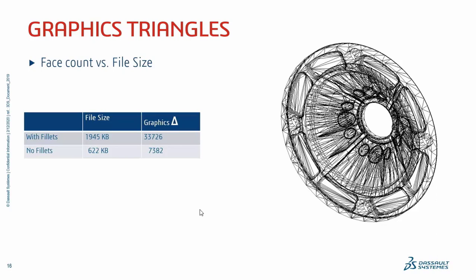You can see with fillets it has 33,726 graphics triangles, and with no fillets 7,382, which means that with no fillets the model will open very quickly as compared to the model with fillets. As simple as that. So for every feature you are creating, you have to optimize and rethink, and understand that whatever I am creating, I must optimize that data, because it ultimately leads to the assembly performance.